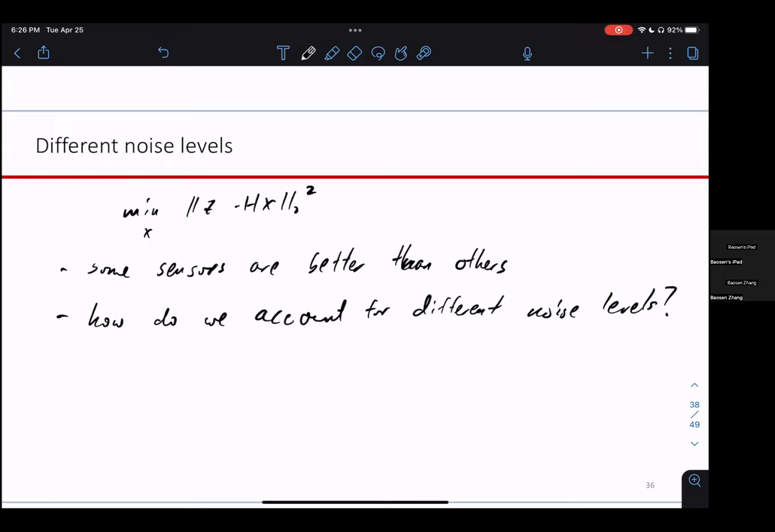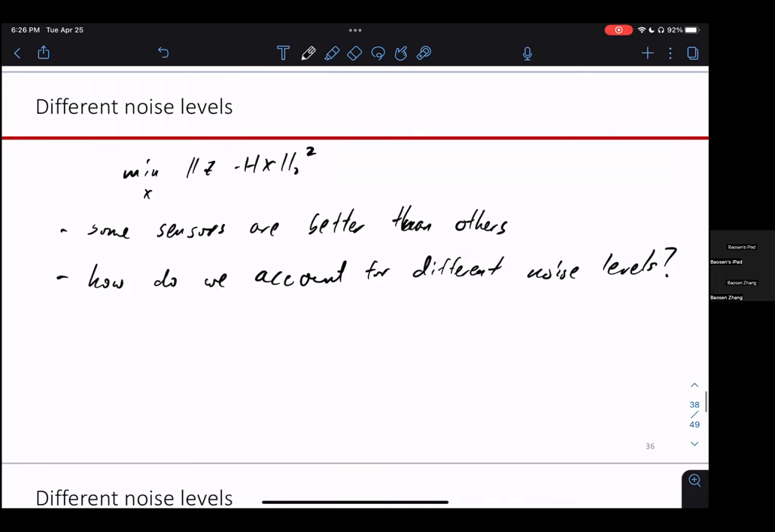Right, so the way we think about it is basically, we treat the noise at each sensor as a random variable with different variance, with different spreads of how large the noise can be. So the way we'll treat it is we're gonna think of an additive error.